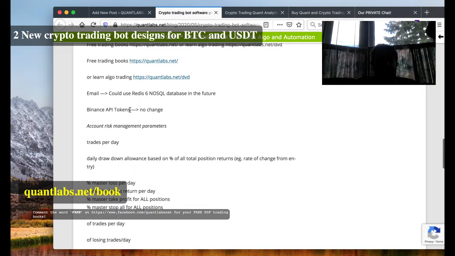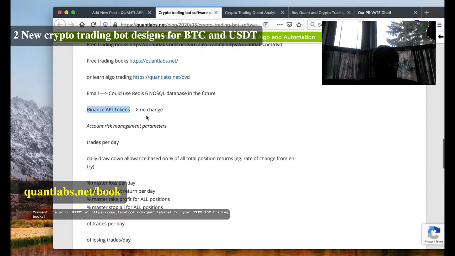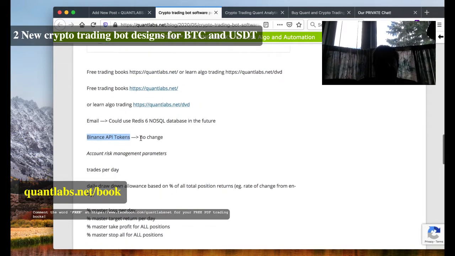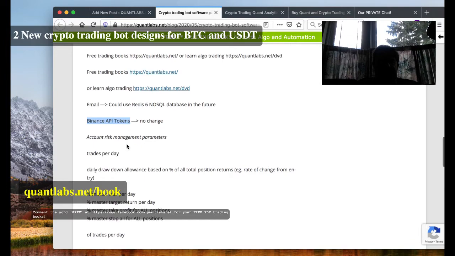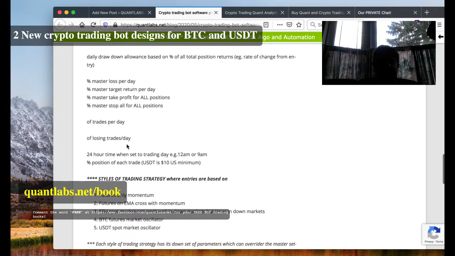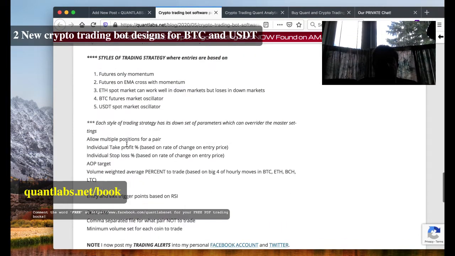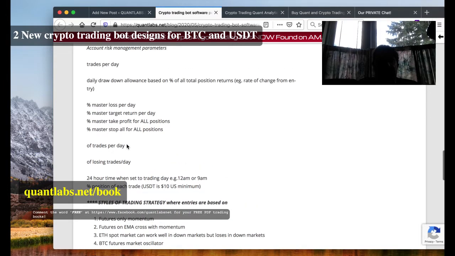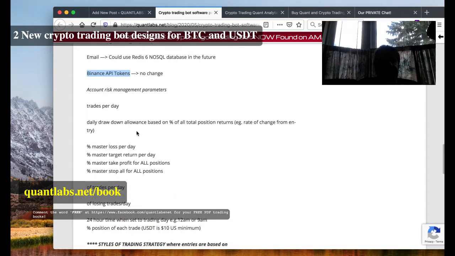From there, if you're going to use this, you need to be on Binance. We've talked about that, and you can get more in the tutorial video. So there's no change there on the API tokens. Now, this is where it gets really detailed. One important factor is that the more I put in there, the more complicated it gets, so I'm trying to keep it simple.